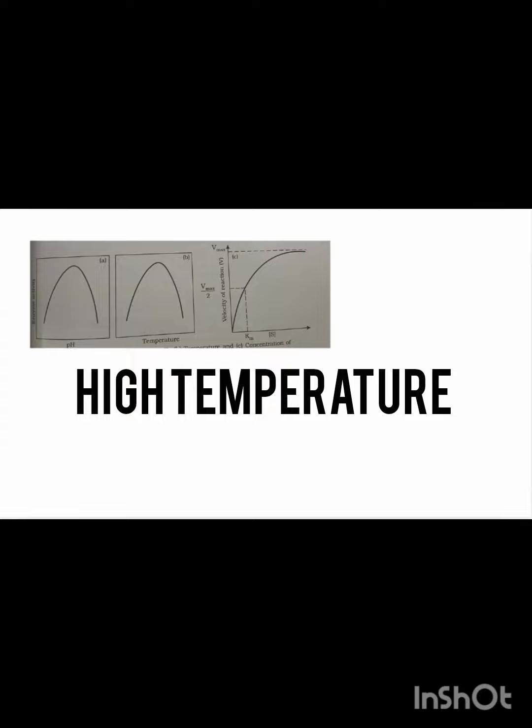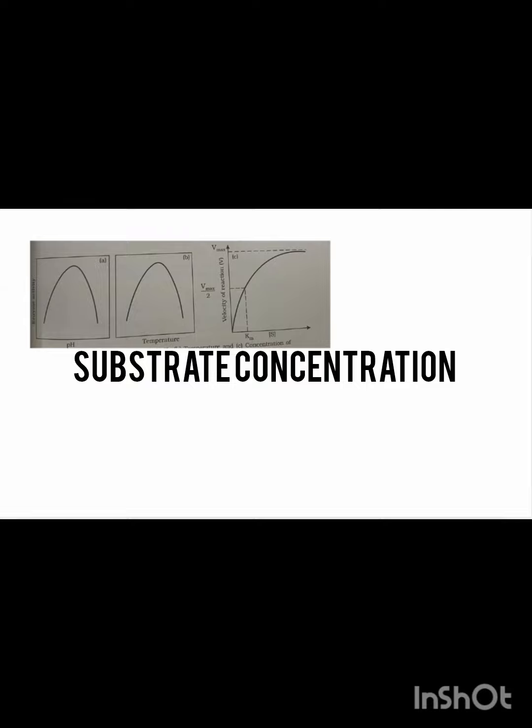At very high temperature, the protein structure of the enzyme denatures and it loses its activity permanently. Similarly, extreme pH can also damage the active site. Another important factor is its substrate concentration.